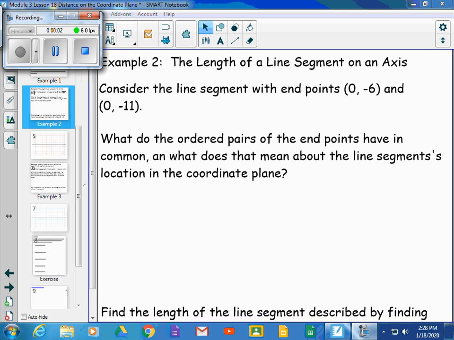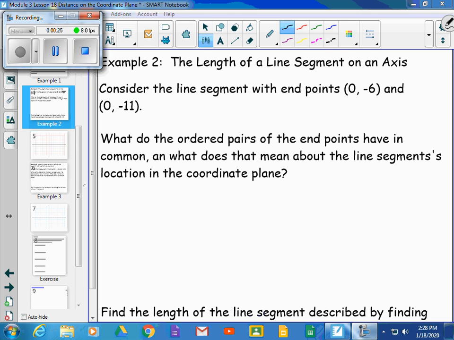Let's take a look at example number 2, which we're also going to find the length of a line segment on the axis. It tells us to consider the line segment with endpoints (0, -6) and (0, -11). It first wants to know, what do the ordered pairs of the endpoints have in common? And what does that mean about the line segment's location on the coordinate plane?